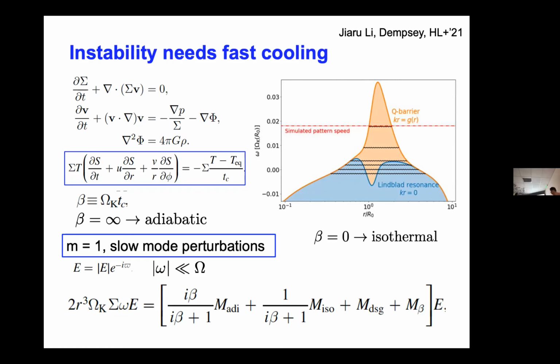You look for eccentricity perturbation. We now, instead of 1 term, we got 4 terms out, right? So there is the adiabatic response of the pressure, the isothermal response of the pressure, the self-gravity, and the beta cooling, which actually has a radial dependence. And this is a huge equation you have to solve.